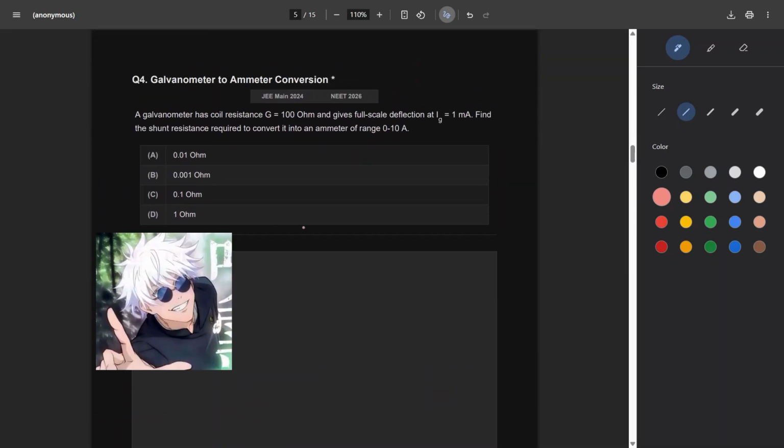Moving on to the galvanometer. ये आपके 26 में भी आ चुका है. And see, this is why you should be doing JEE main questions. This is why.